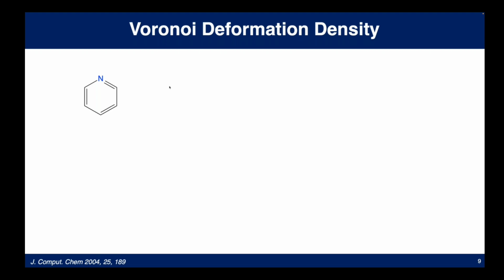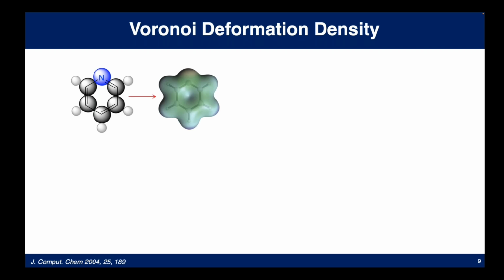We also wanted to see how the density flows due to the hydrogen bonding. And for that, we developed the Voronoi deformation density analysis. What we do, and I have here as an example pyridine, is we start from spherical atoms. When we do an SCF computation, you get the final density. So you go from the sum over spherical atoms to the density of the molecule.